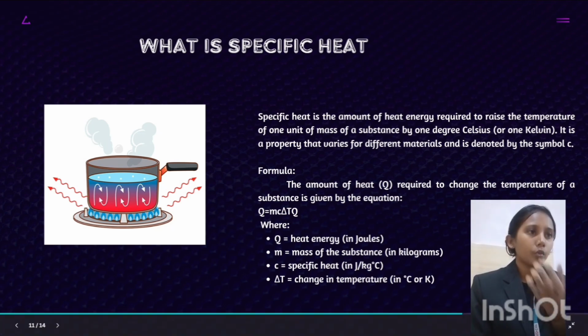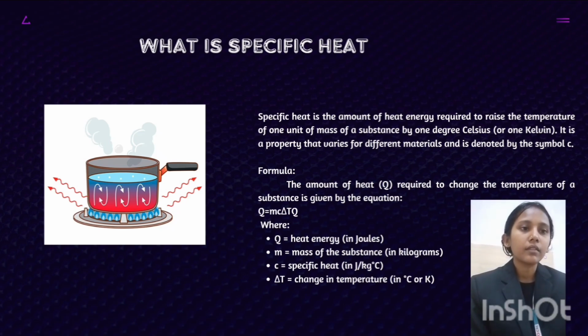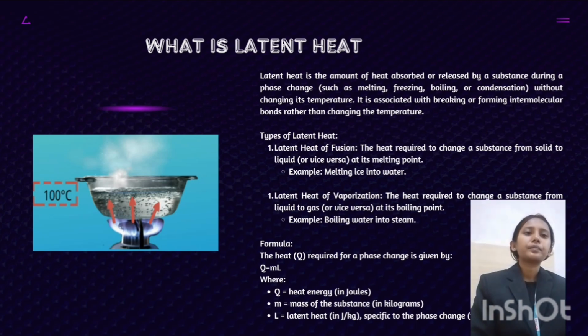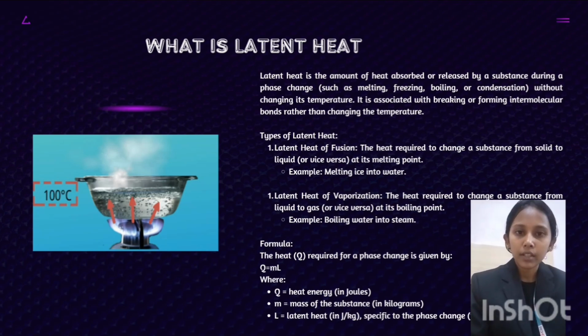Now let's move towards our next topic, which is latent heat. What is latent heat? Latent heat is the amount of heat absorbed or released by a substance during a phase change, such as melting, freezing, boiling, and condensation, without changing its temperature. It is associated with breaking or forming intermolecular bonds rather than changing the temperature. Basically, there are two types of latent heat: latent heat of fusion and latent heat of vaporization.